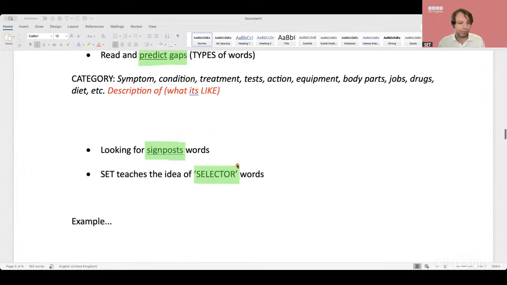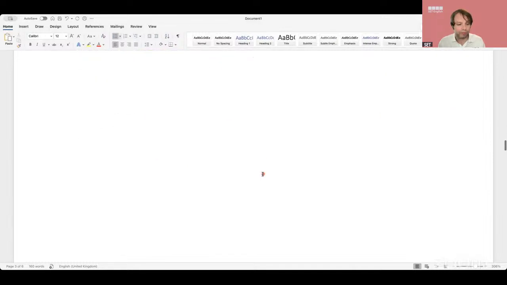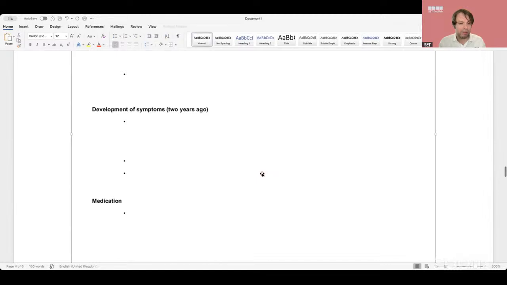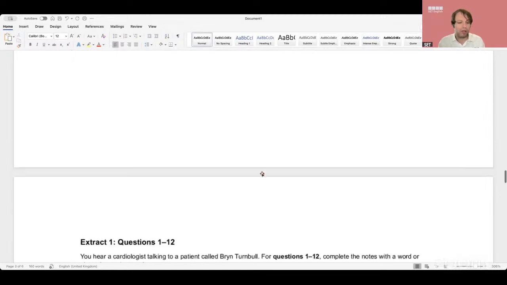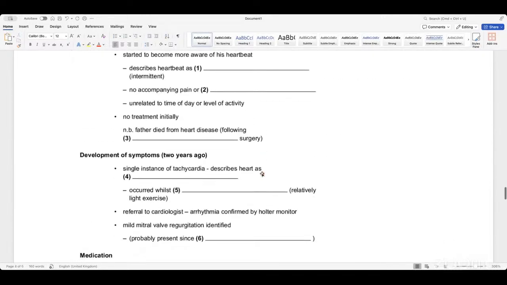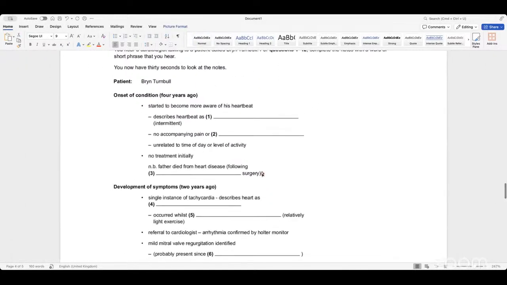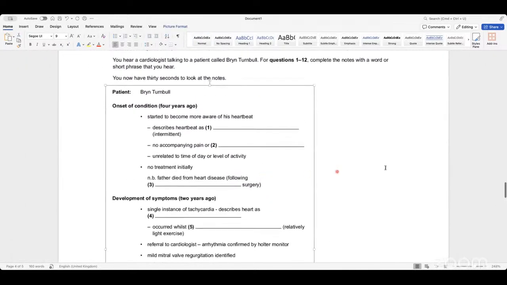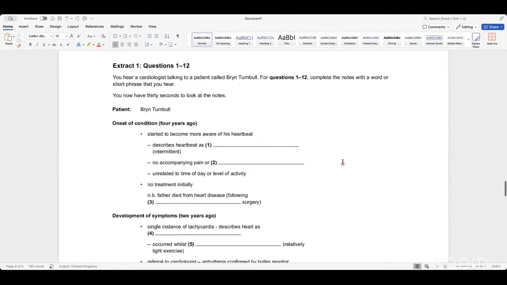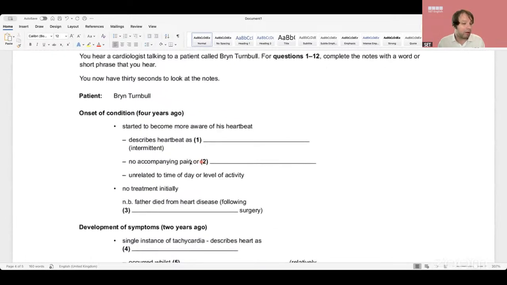Okay. What about signposts? Bouquet, can you tell me what a signpost is? Can you tell us, Bouquet? If I show you, yeah, the signpost is the keyword in the same line as the gap. Same line or before?